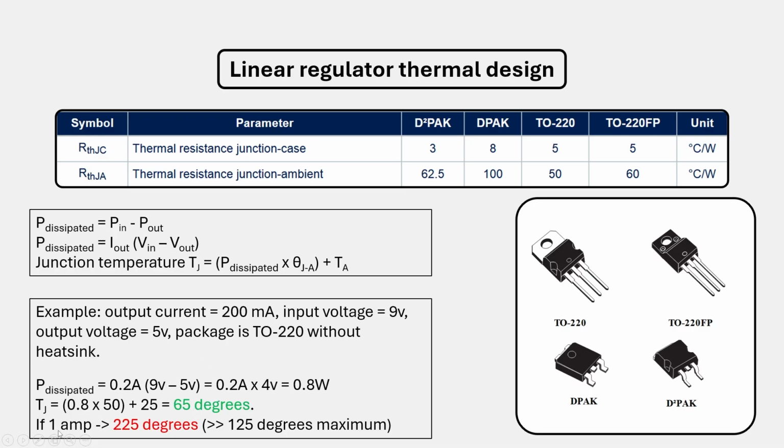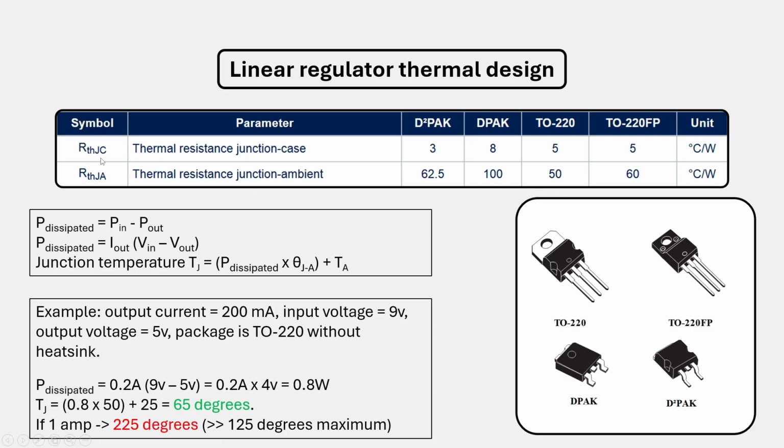Let's assume that we run 1 amp of this device on these configurations. It's gonna heat up to 225 degrees, which is a lot more than 125. Therefore, it will burn and get broken and cause a catastrophe. So the thermal resistance is very important. It means that for every watt you dissipate in this device, in this package, it's gonna raise its temperature by 50 degrees. Which is not really cool because that's very high.